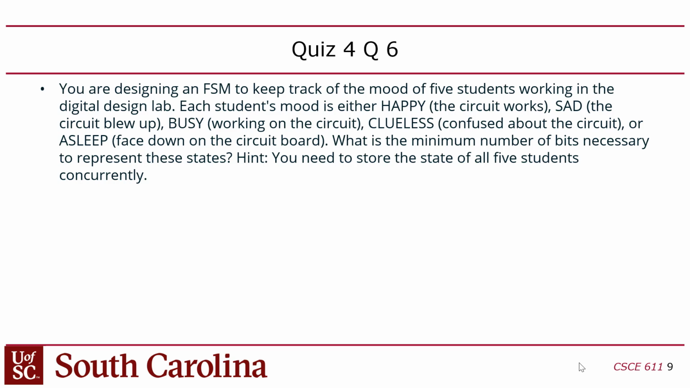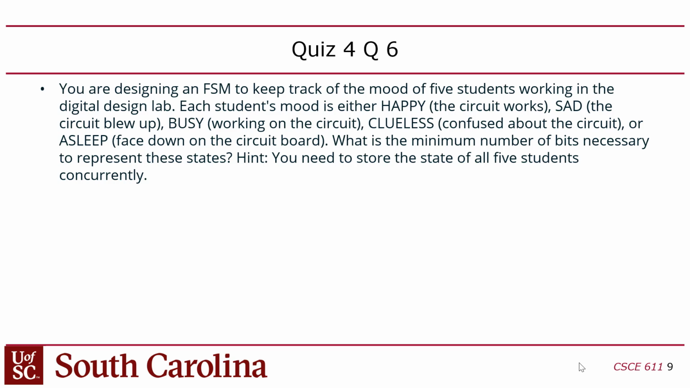All right, you're designing an FSM to keep track of the mood of 5 students working in the digital design lab. This question came from the textbook. Each student's mood is either happy, the circuit works; sad, the circuit blew up; busy, working on the circuit; clueless, confused about the circuit; or asleep, face down on the circuit board. What's the minimum number of bits necessary to represent these states? So the obvious solution is that you count the number of states, which is happy, sad, busy, clueless, and asleep. So there's 5 states, and so you would say log base 2 of 5 is 3, right? 3 bits.